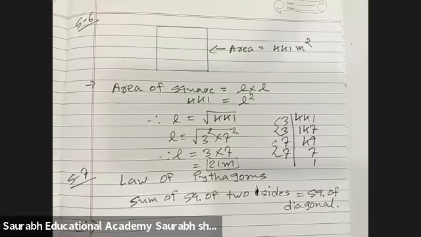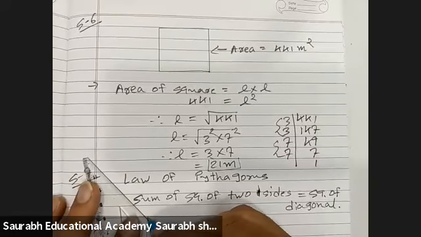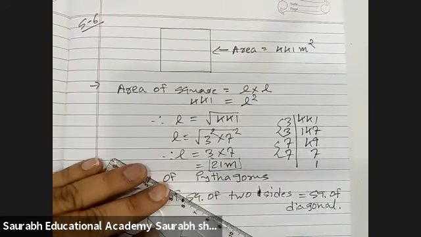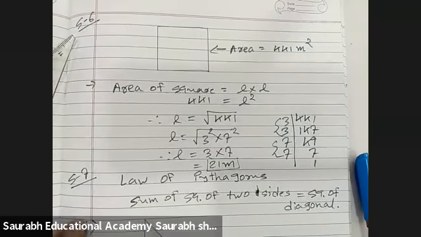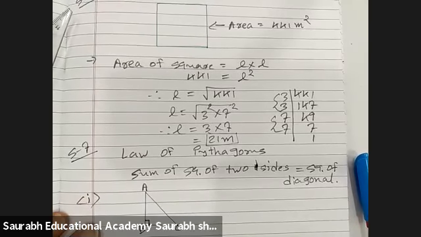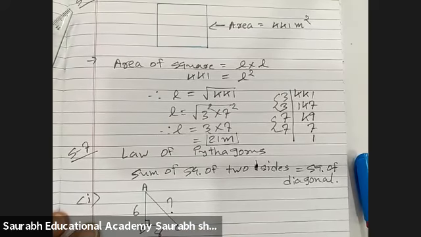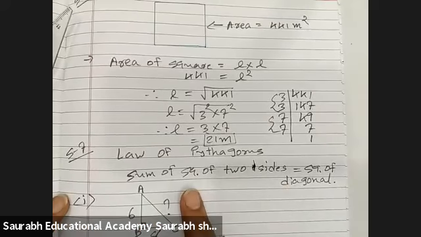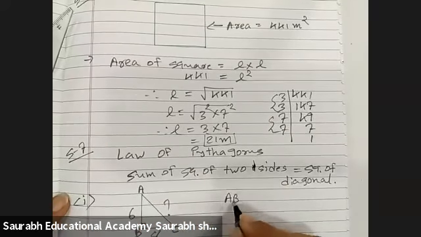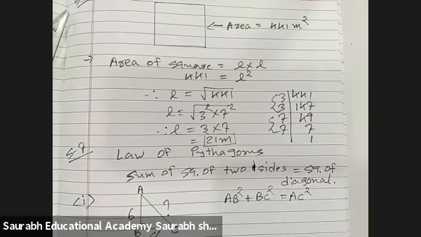First question: in a right angle triangle ABC, angle B is 90 degrees. AB is 6 centimeters, BC is 8 centimeters. Then we have to find AC. Now the sum of the squares of the two sides, that is AB square plus BC square, is equal to AC square. I think you all have learned this in chapter 7 of your standard 7 math. Pythagoras, right? Yes, sir. Every one of you has learned this.